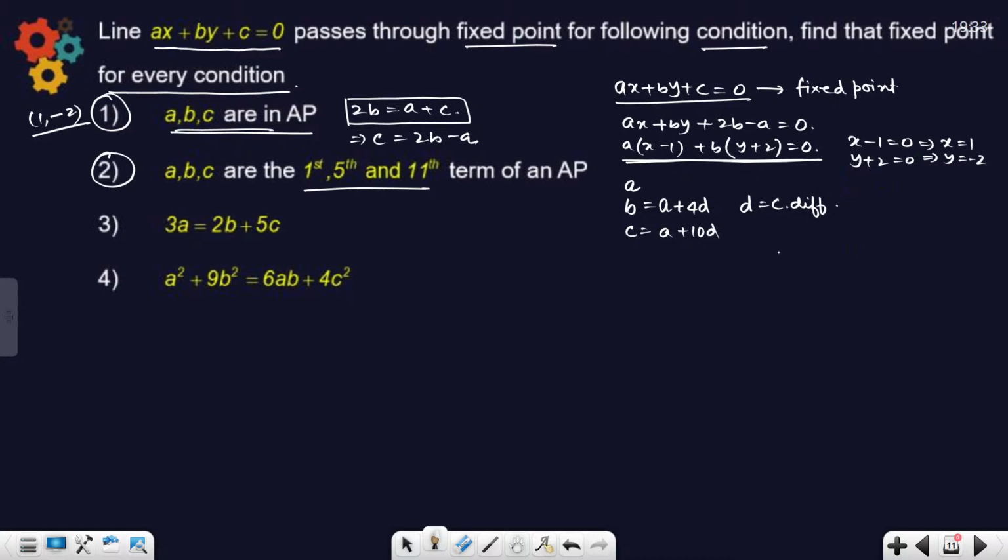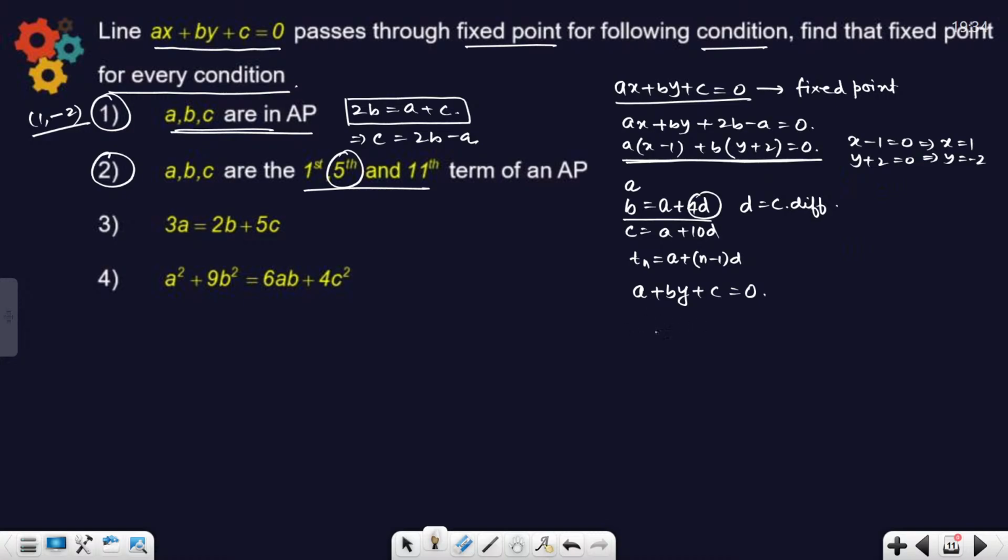I hope you people know how to find the nth term of an AP. It's A plus (n minus 1) into D. That is the reason why I wrote 4D when I found the fifth term of that AP. It is basically 5 minus 1 into D, which gives us 4D. So your C is nothing but A plus 10D, because this is the 11th term. Is it clear? Now, what is the equation? The equation is Ax plus By plus C equals 0.